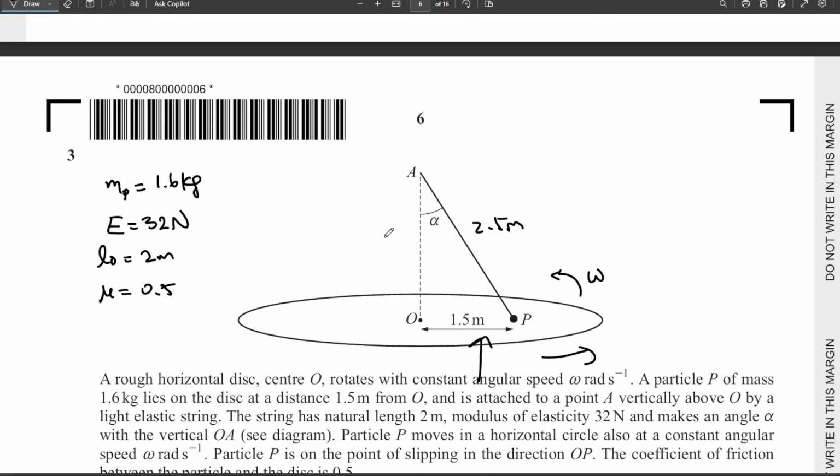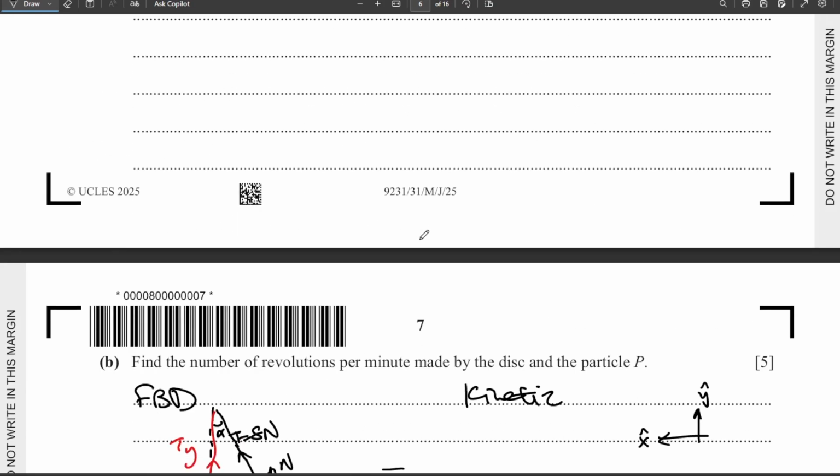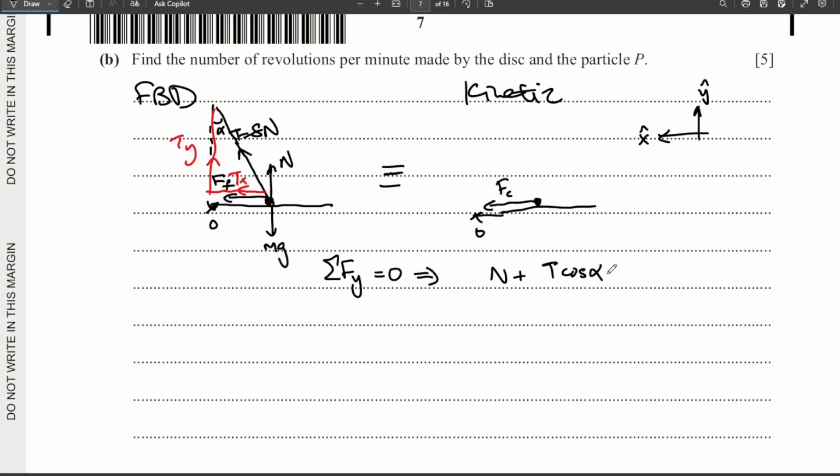So this OA, you can use the Pythagorean theorem, 2.5 squared minus 1.5 squared, and then you square root it, that will get you 2 meters. So cosine will be 2 divided by 2.5. We will use that later. Minus mg is going downward. So isolating everything, g we use 10, gravity 10 meters per second squared.